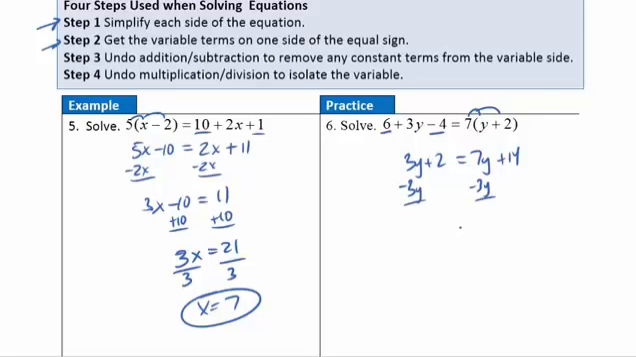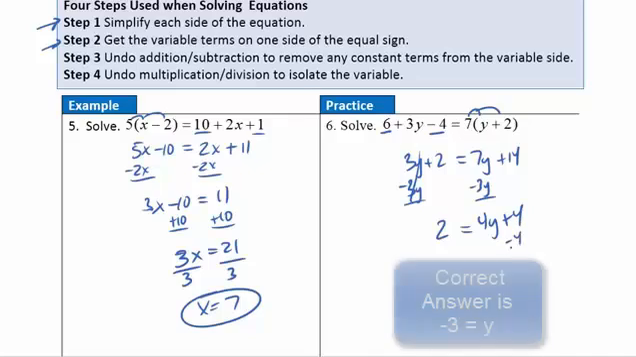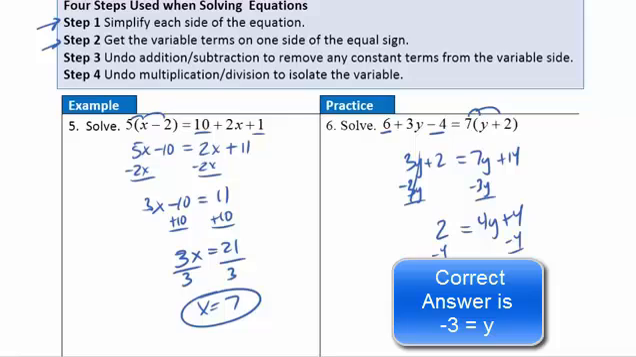So let's subtract 3y from each side. On the left side, that's gone, leaving us with 2. On the right side, that's going to give us 4y plus 4. Then I would subtract 4 from each side. And then I would divide by 4. Okay? Now this division is not going to work out nice and even, but that's okay. We don't have to get everything to work out to a nice whole number.